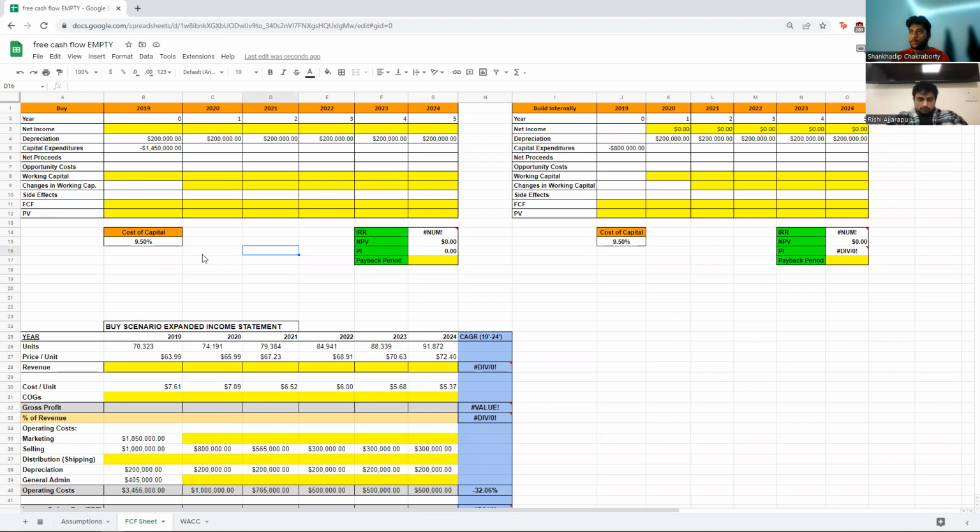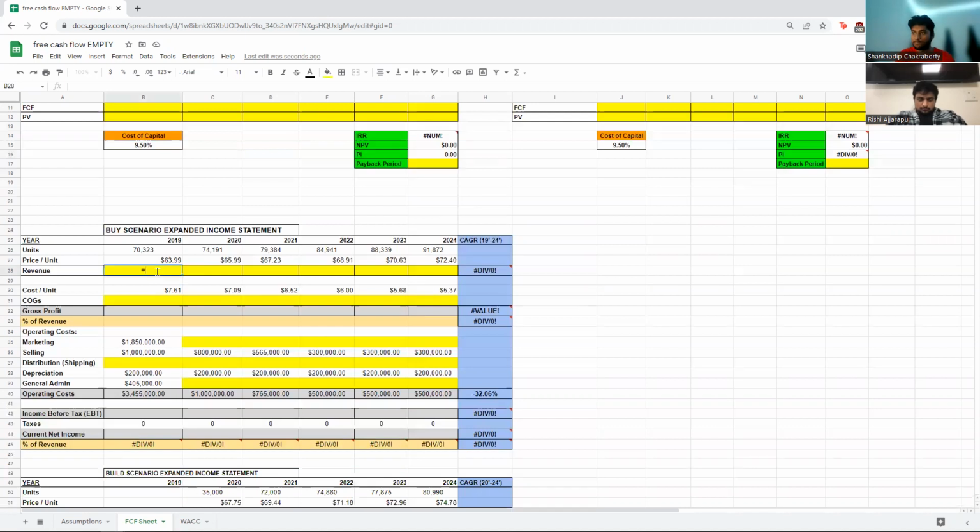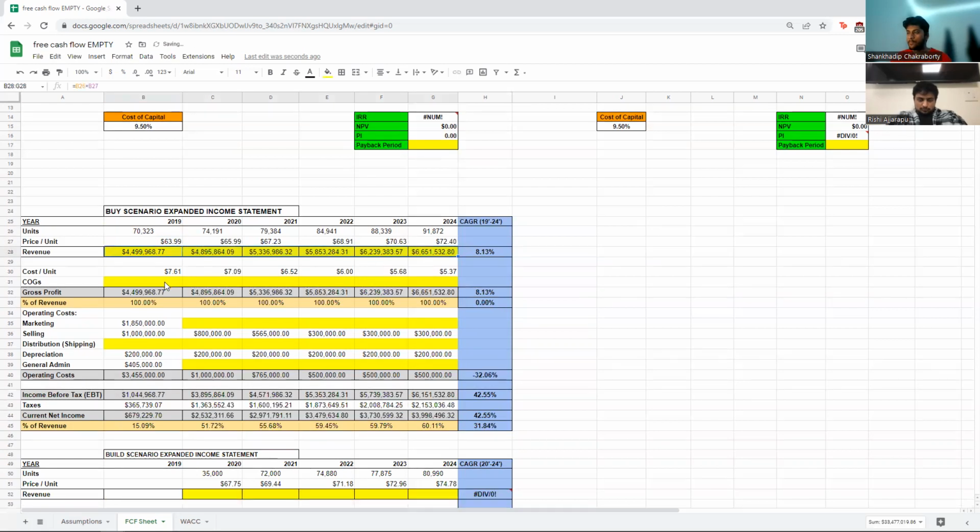Now, we can do a couple easy calculations here without even looking at the assumptions. Revenue, easy. That's just units times price per unit. We can drag that across. Now the CAGR, notice, it means that on average, the yearly growth rate for revenue between 2019 and 2024 was 8.13%. So that's all the CAGRs. COGS, same thing, except instead of price per unit, you're doing cost per unit times units sold. Drag that across as well.